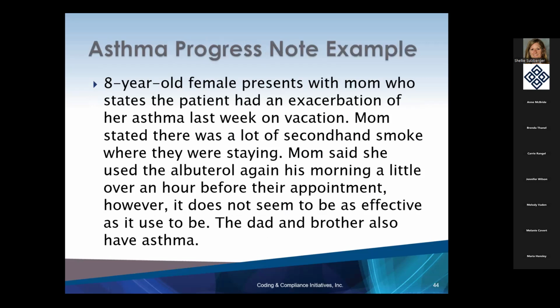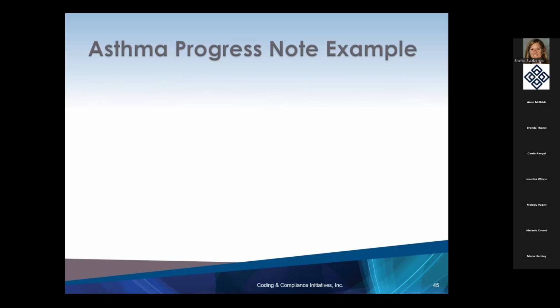So I might have a progress note. The 8-year-old comes in, had an exacerbation of her asthma on vacation, a lot of secondhand smoke. They used the albuterol again this morning, a little over an hour before they came. It doesn't help. The dad and brother also have asthma.